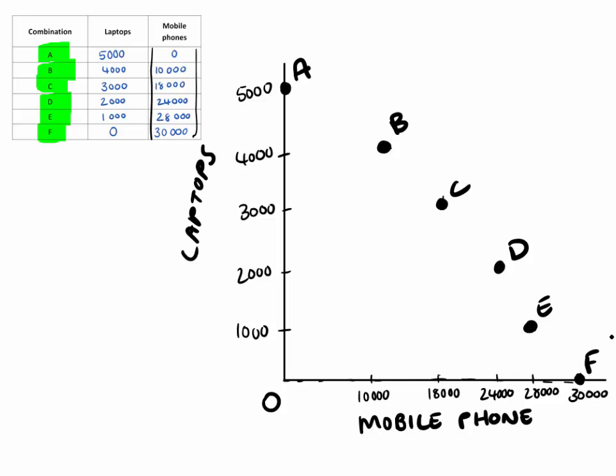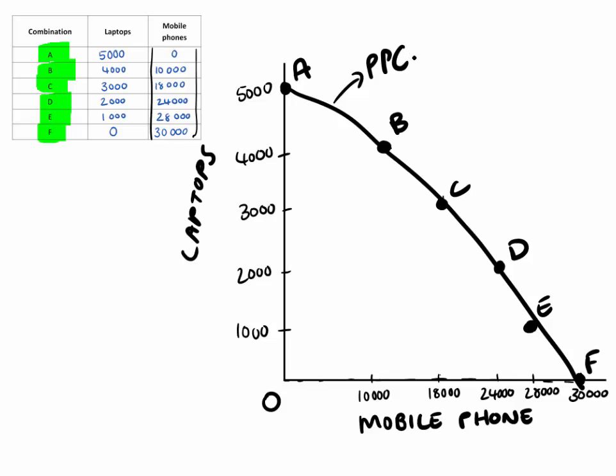Now all that's left to do is to connect these dots. So let's try to do that. That's the general shape of your PPC curve. Remember to also label your X. PPC curve for Zanadu.